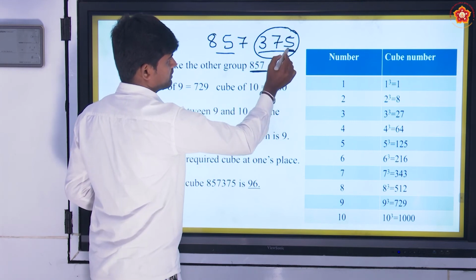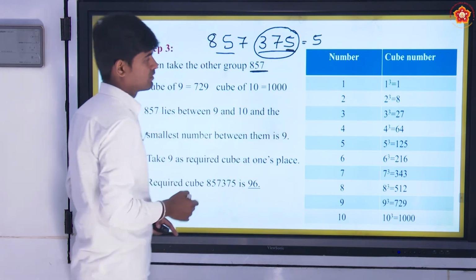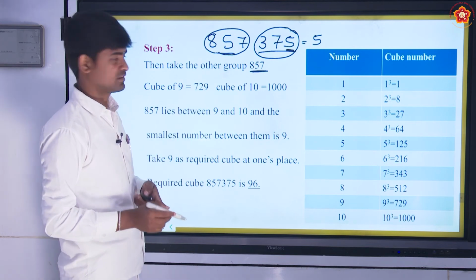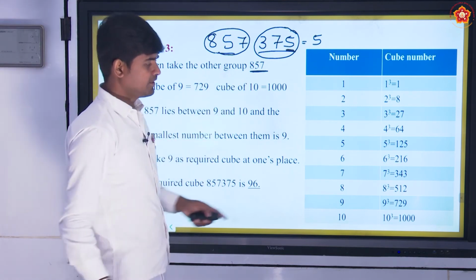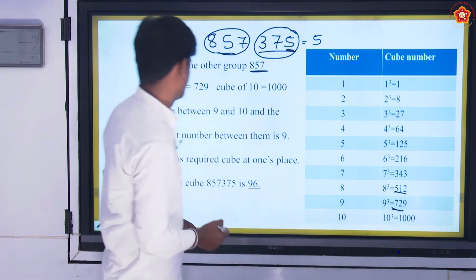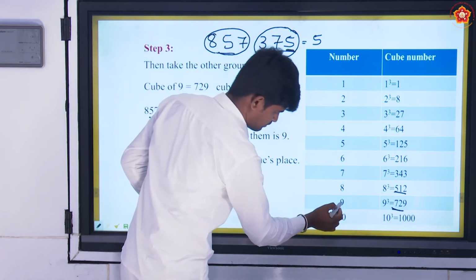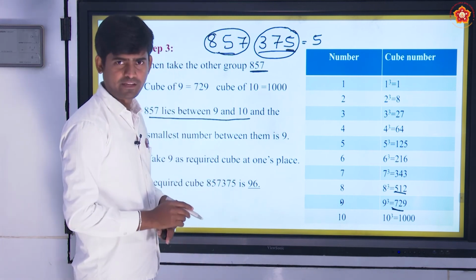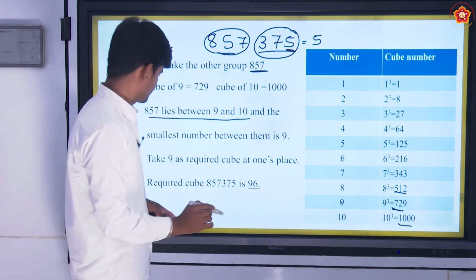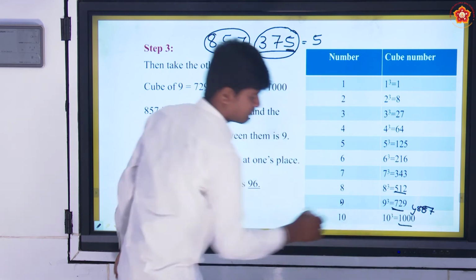The given cube number ends with 5, so the cube root also ends with 5. So, we can take now 857, the other group. See, 857 lies between 9 and 10. How do you say? 9 cube is 729. 10 cube is 1000. The number 857 lies in between 9 and 10.